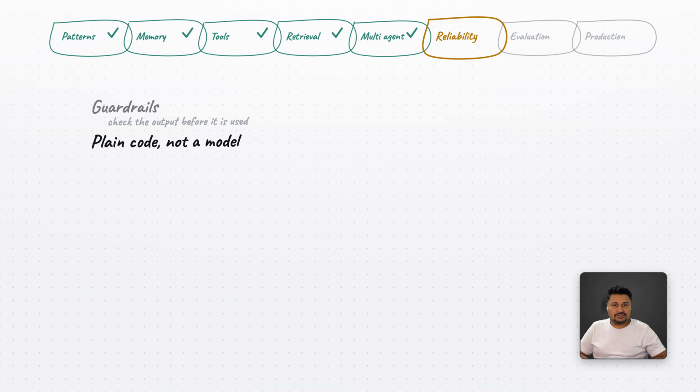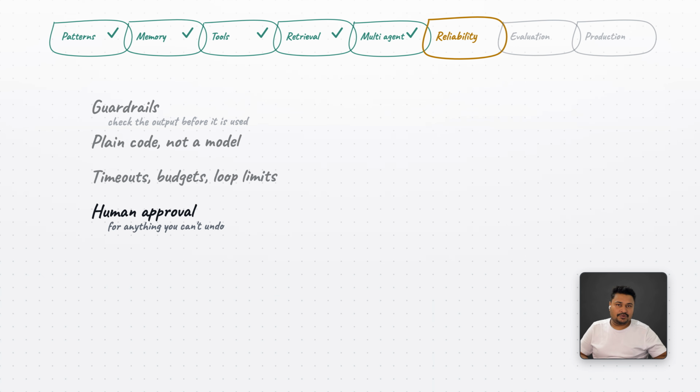Which steps should be plain code instead of a model? Timeouts, budgets, and loop limits, so it can't run forever. Human approval for anything you can't undo. And what your agent does when something breaks.